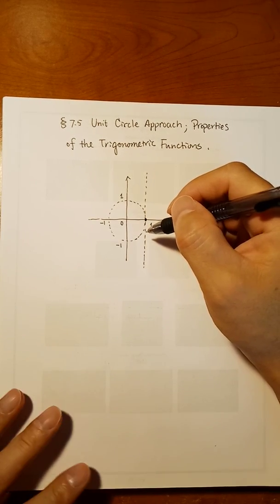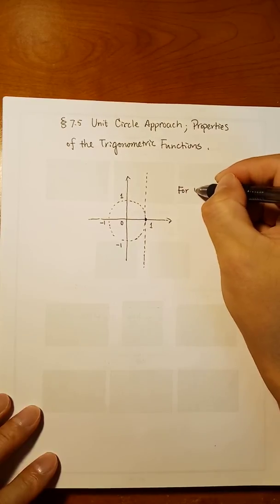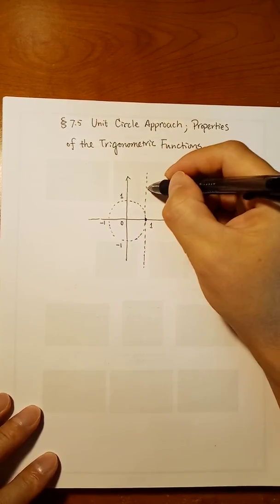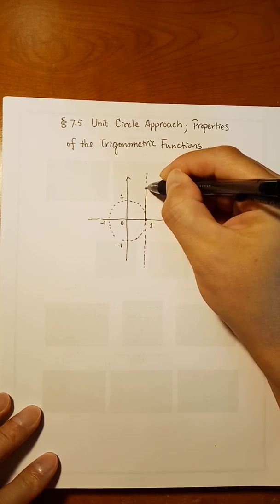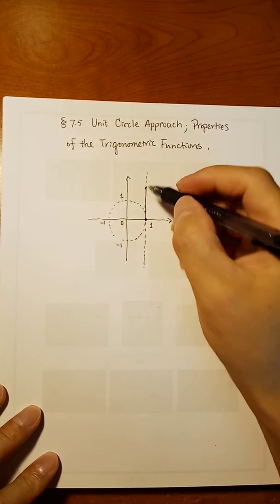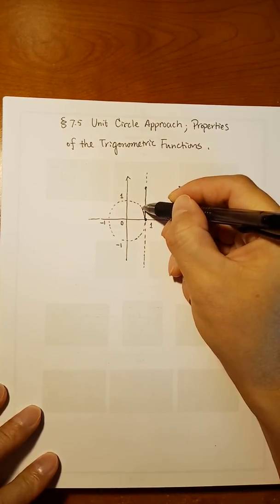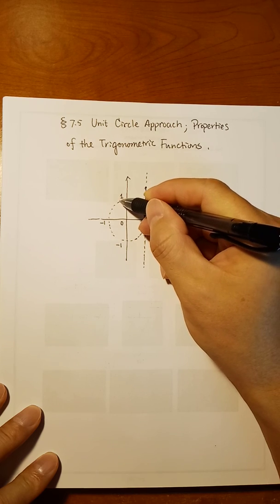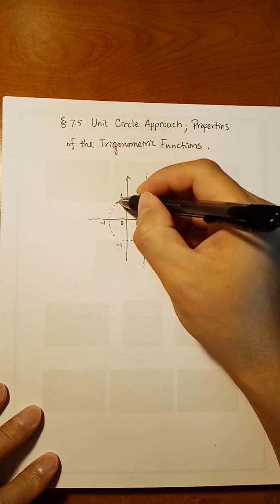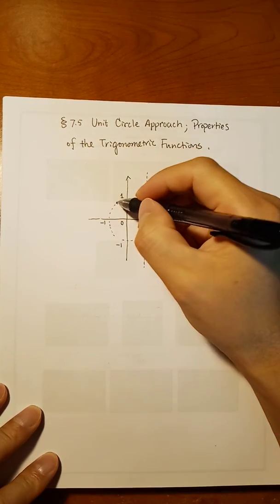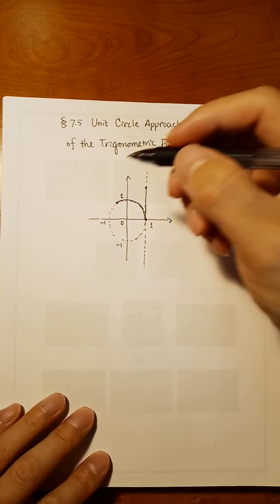We are going to do the following thing. For a positive t, for example, here you get a segment with length t. Okay, and then you're going to wrap this string around the unit circle. It has an image here. This is a point, let's call it P.